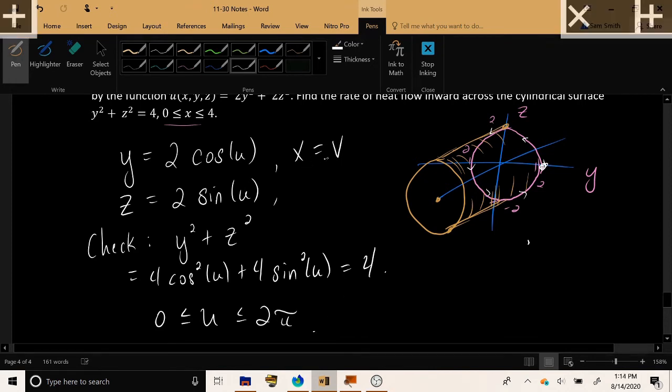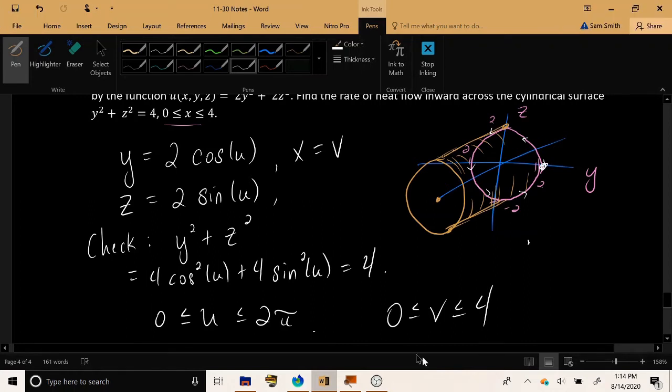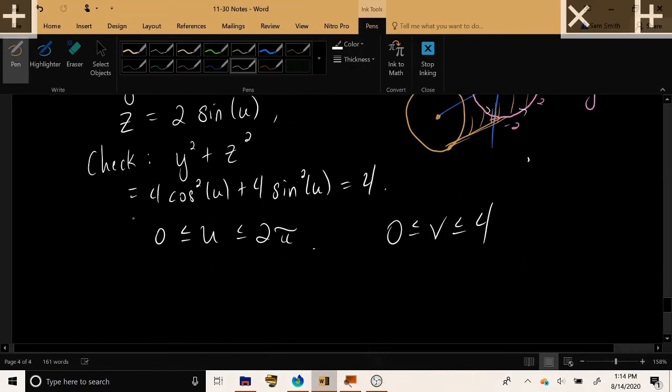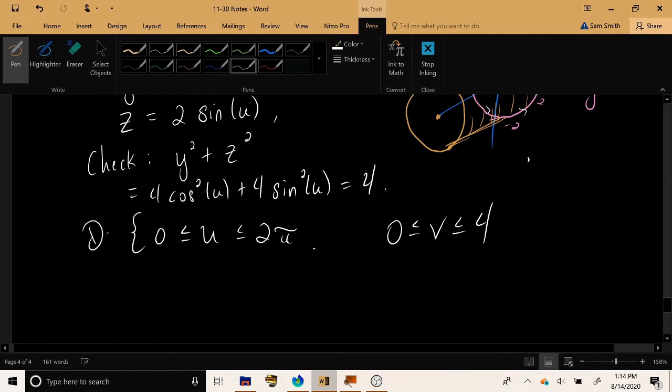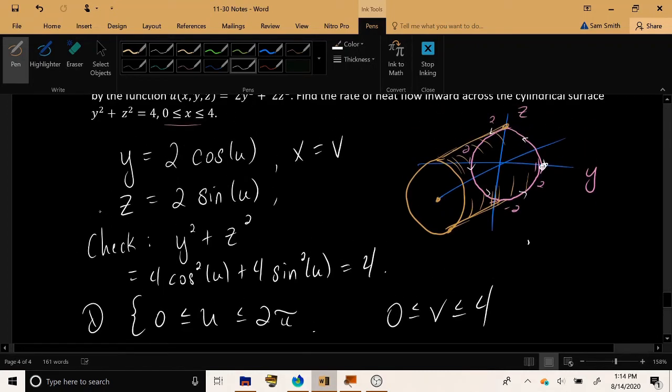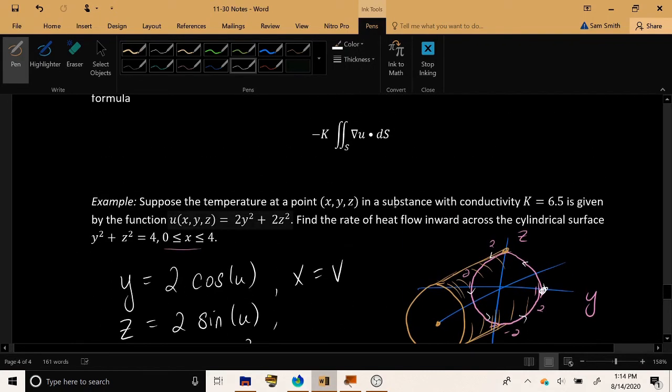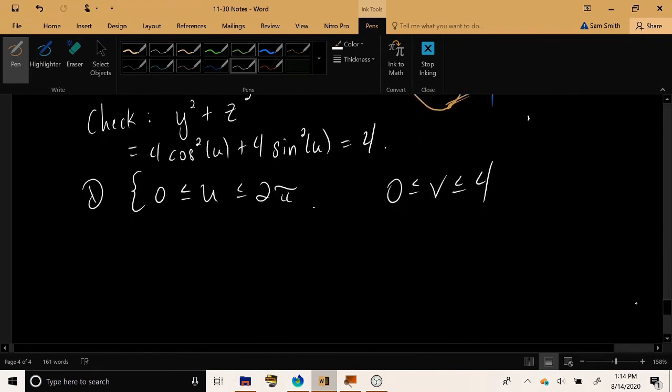Now, x is being represented by the parameter v, and x was said to be able to go between 0 and 4. And so v will also be allowed to go between 0 and 4. So this would be the description of the region we have usually called D, where u and v are allowed to roam, where those values are located.